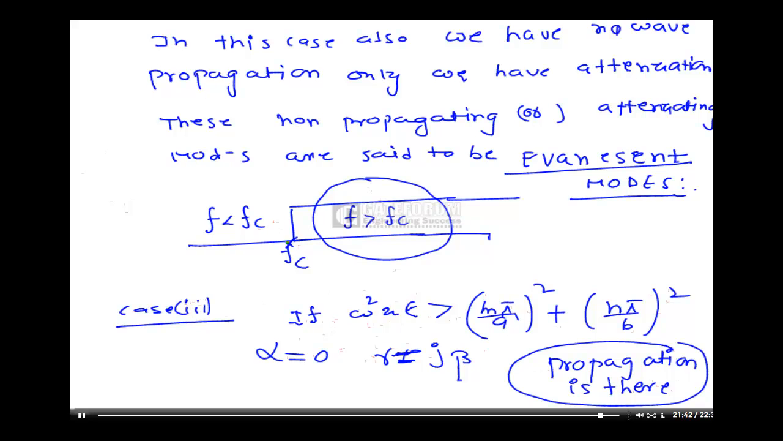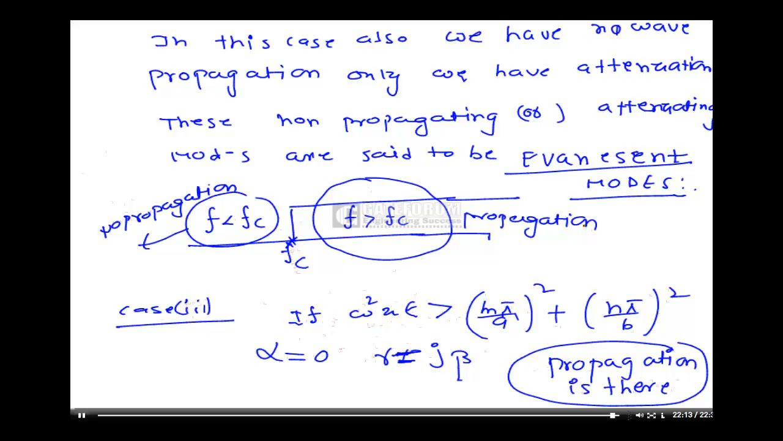So here there is no propagation. There is a particular frequency called the cutoff frequency. Here also no propagation. So this region has no propagation, and this is the propagation region. That is why a waveguide is called a high pass filter. Only after a certain frequency does propagation exist. So that's why a waveguide is called a high pass filter.